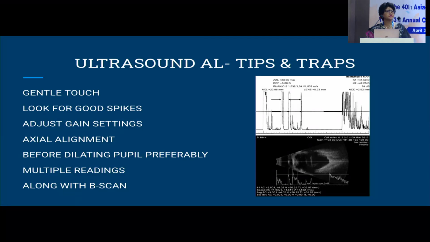And make sure again that the instruments are well calibrated, and in case you are doing the immersion, then you make sure that you get good spikes, you adjust the gain. And if you do it along with the B scan, you are able to make sure that you are taking it in the optical axis. Preferably, we take the biometry measurements before we dilate the pupil.